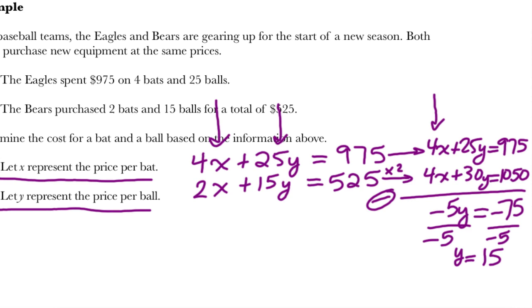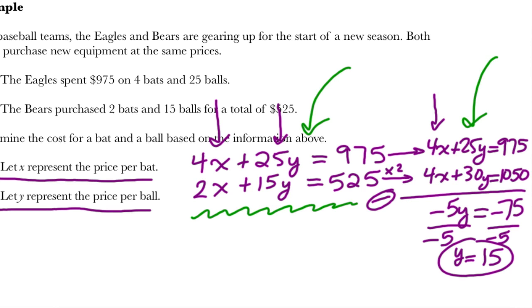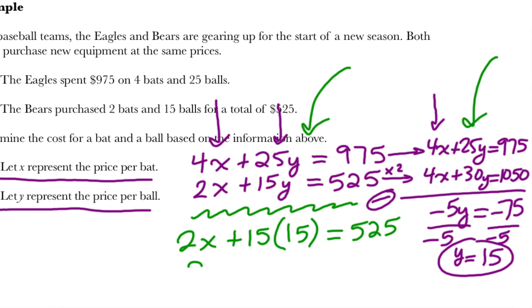Now we're going to find out how much each bat costs. So here's the thing. We have part of our answer. We have y equals 15. It doesn't matter which equation you sub that back into. So I might sub y equals 15 right back into this equation here. So 2x plus, instead of y, I'm going to write a 15. And that equals 525. So I know that 15 times 15 is 225.